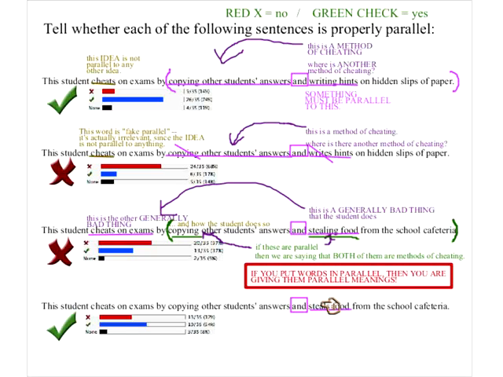So the student now here, this one, again, same sort of deal. The student cheats on exams. Here's how the student cheats on exams. In this case, no idea is parallel to this. So that's fine, right? This is one method of cheating, not parallel to anything else. So that's just a modifier, and then you're like, the student cheats on exams and steals food from the school cafeteria. So this is what we want.